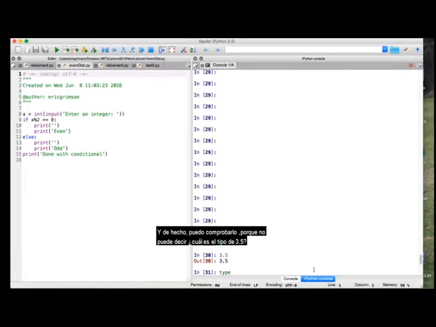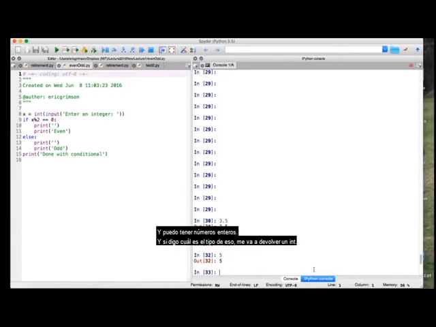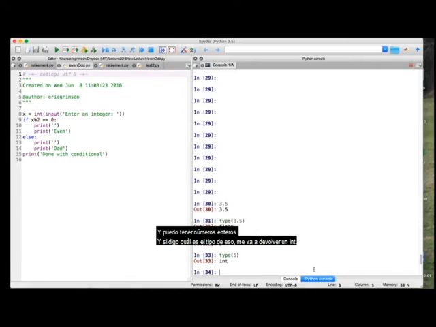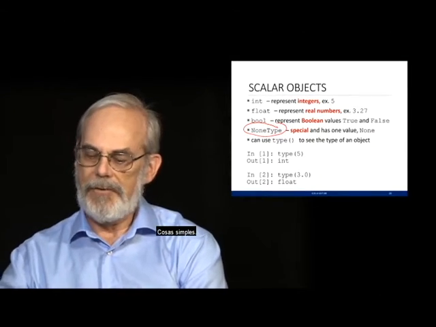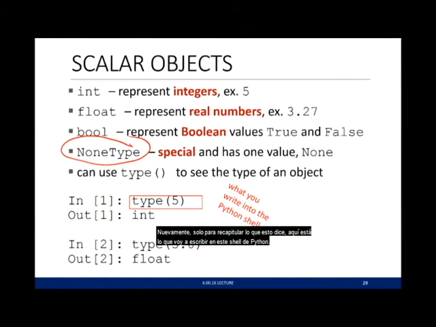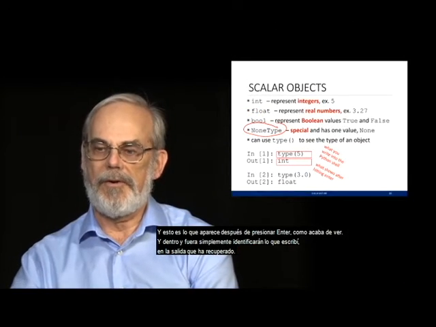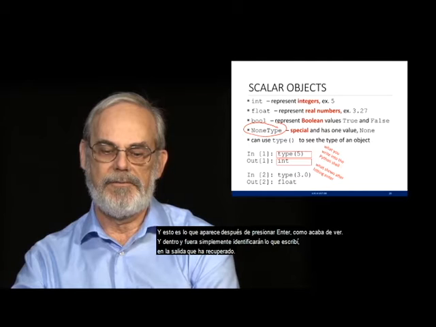And in fact, I can check it because I can say, what's the type of 3.5? Notice the open and close parentheses around it, and it says it's a float. And I can have integers, and if I say, what's the type of that? It's going to give me back an int. Simple things. Okay. Again, just to recap, what this says is here's what I'm going to type in to this Python shell. And here's what shows up after I hit enter, as you just saw. And In and Out are simply going to identify what I typed in and the output that you've recovered.